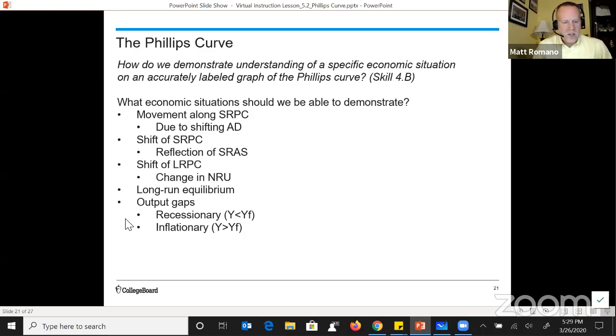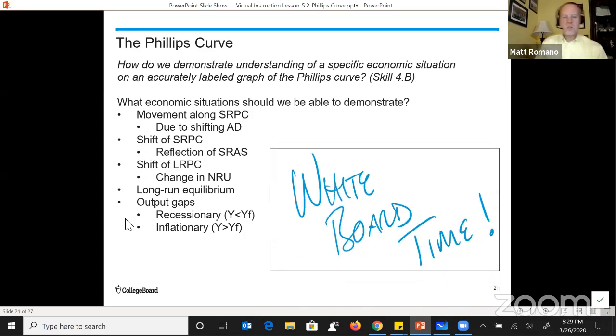What we haven't discussed yet, and what I want to show you on a whiteboard, is how do we illustrate long run equilibrium, as we have seen on ADAS, and how do we illustrate output gaps, recessionary and inflationary output gaps, on our model of the Phillips curve. So to do that, I'm going to switch over. It's whiteboard time, and we're going to switch over to a whiteboard and work our way through.